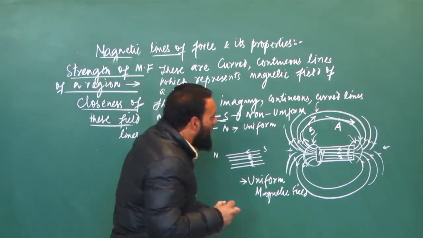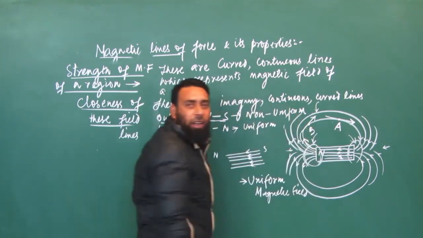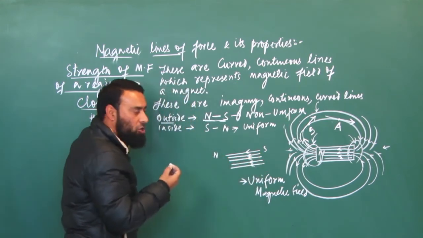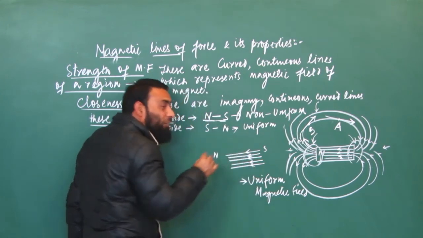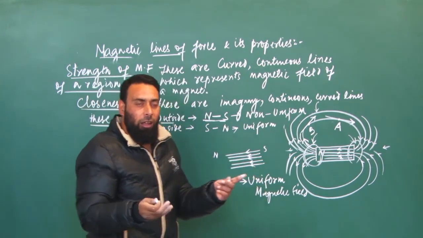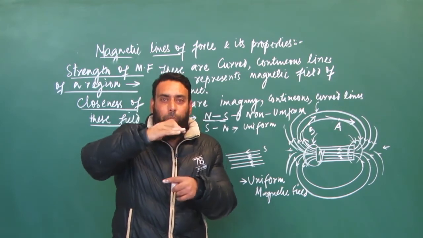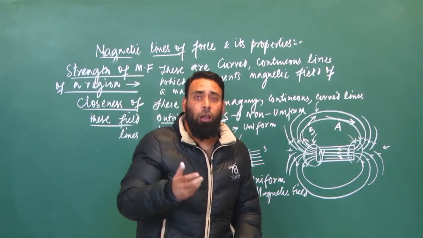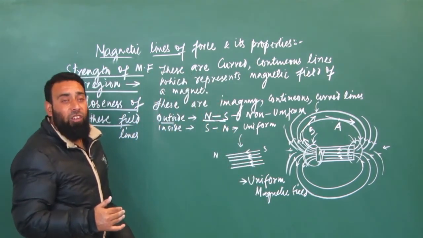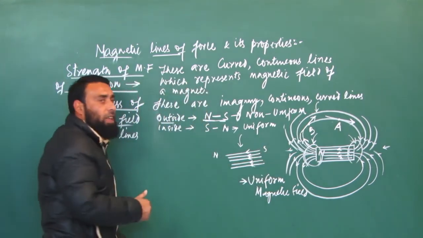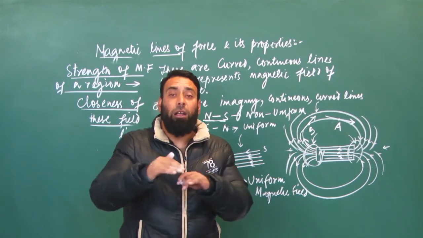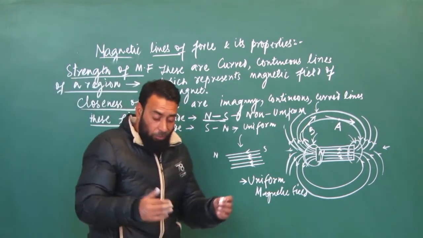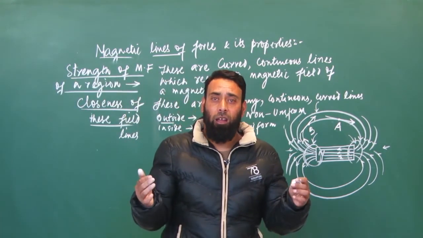So tell me one important thing. If we see inside the magnet, these magnetic lines of force are moving from south to north. They have one direction, and they are equidistant to each other. So there is equal distance at each and every point. So we can say inside the magnet the magnetic field is uniform. There will be no increase or decrease in the magnetic field inside the magnet, because the lines are equidistant to each other. So the closeness of magnetic lines of force gives the strength of the magnetic field of a region.